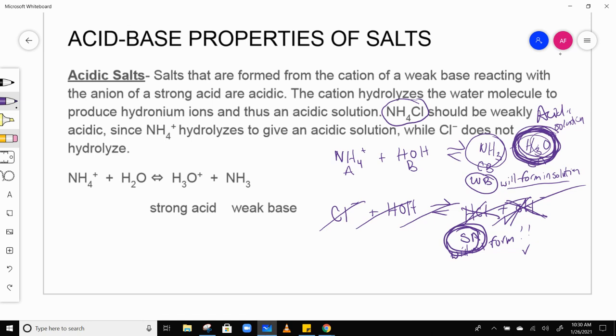So it's not really that this one's producing a strong acid, it's really that this one's producing a weak base. So we're removing some of this acid and creating an acidic solution. Or this is acting as an acid, I should say. This is acting as an acid, creating an acidic solution.